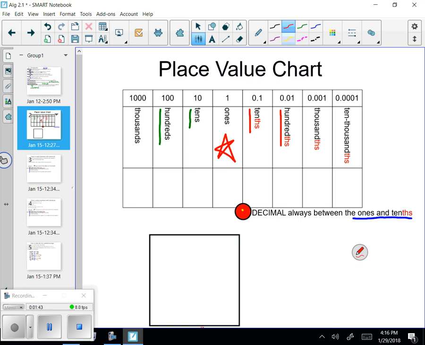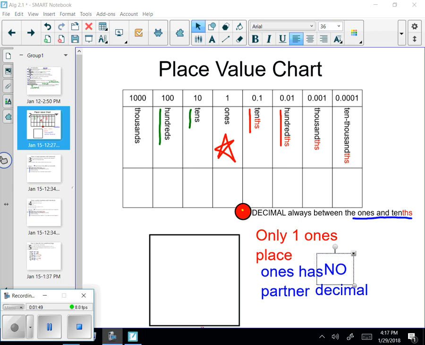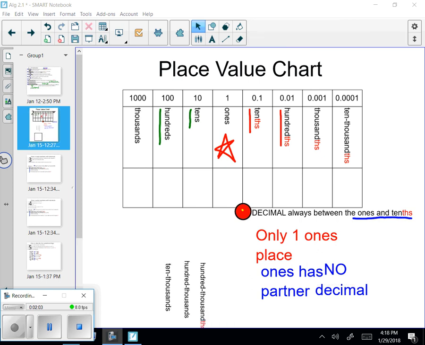What's important to know is there's only ever one ones place. There's only one ones place, which means ones has no partner decimal. Tens has tenths. Hundreds has hundredths. There's ones and a decimal point. That is it. We can continue building our decimal chart out further and further.